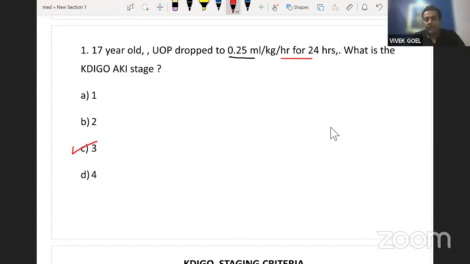There is nothing known as KDIGO AKI stage 4. So of course, this is what it is. I hope I'm clear to all of you. So the first answer is KDIGO stage 3.